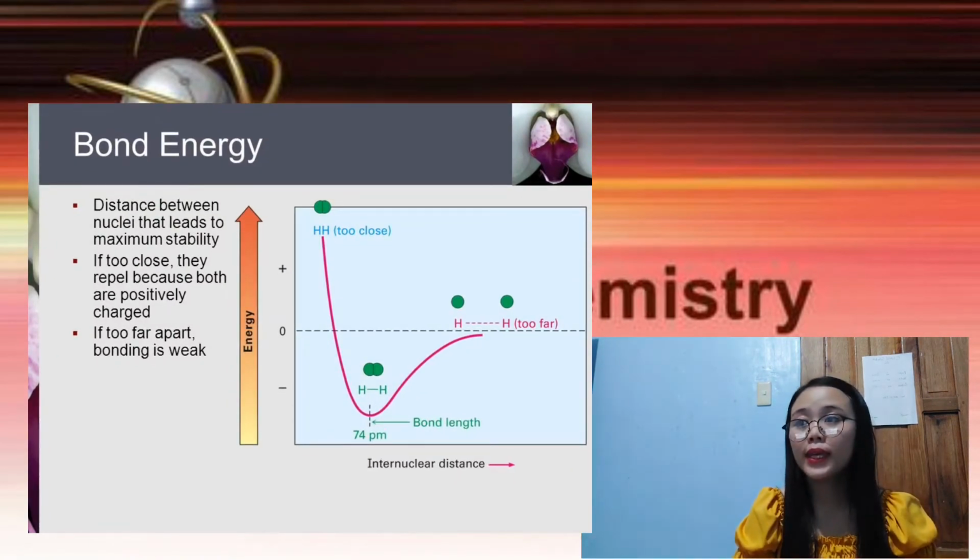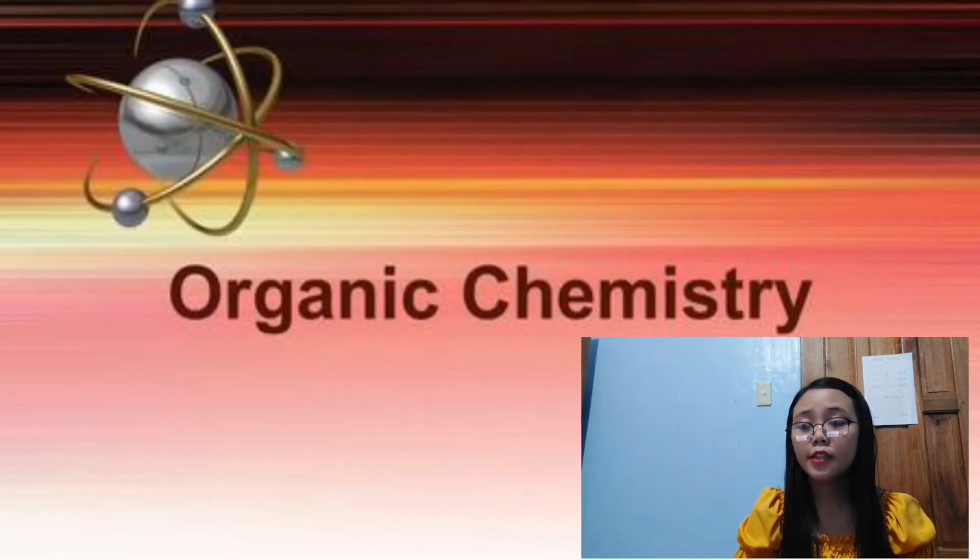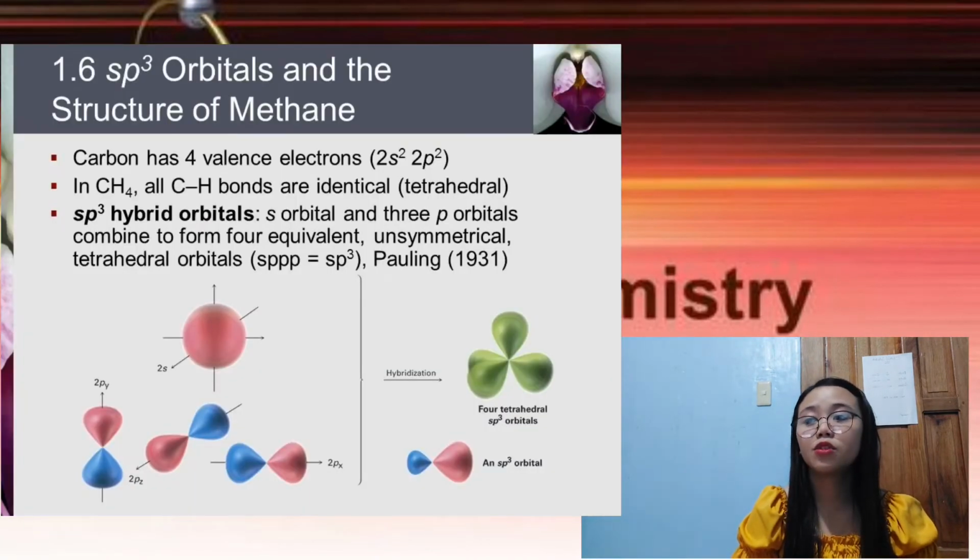The distance between nuclei that leads to maximum stability. If too close, they repel because both are positively charged. If too far apart, bonding is weak. Okay, let's proceed to orbitals and the structure of methane.